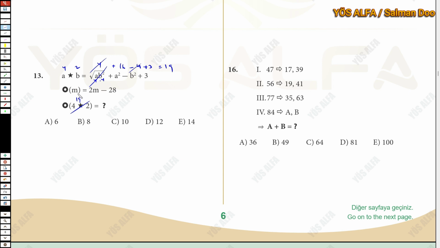For the second operation, we multiply the number by 2. So we have 19 times 2 minus 28. So this is 38 minus 28, which is 10. So the answer is C.